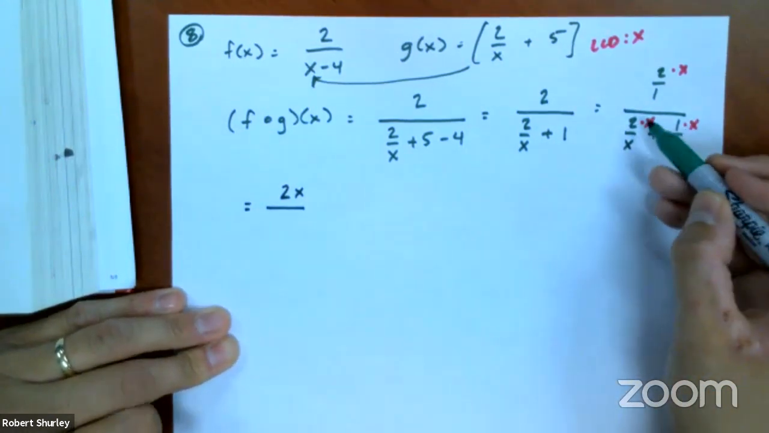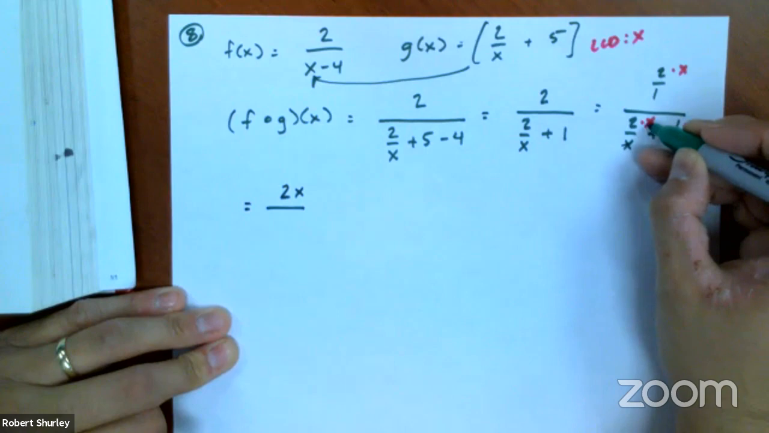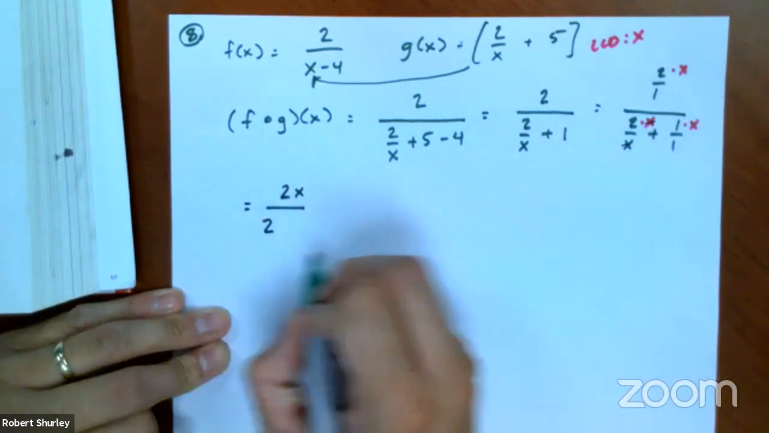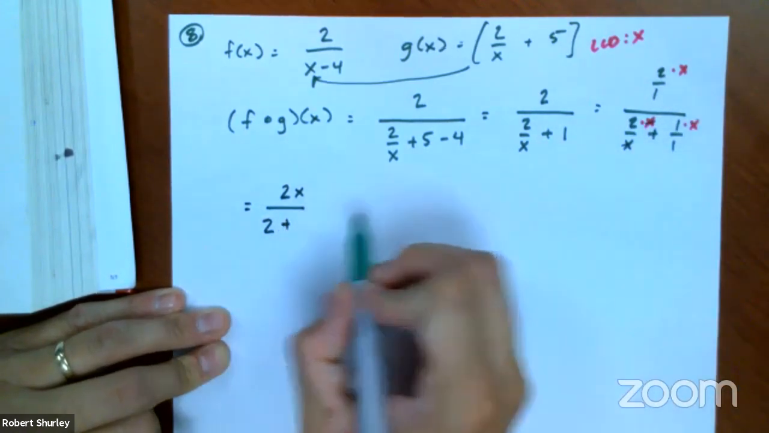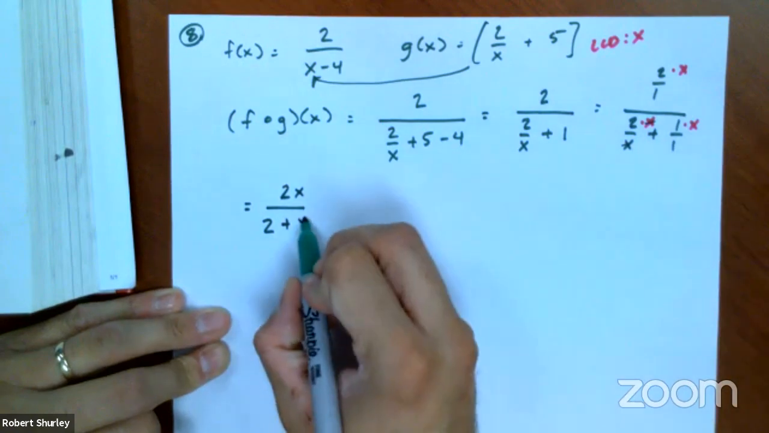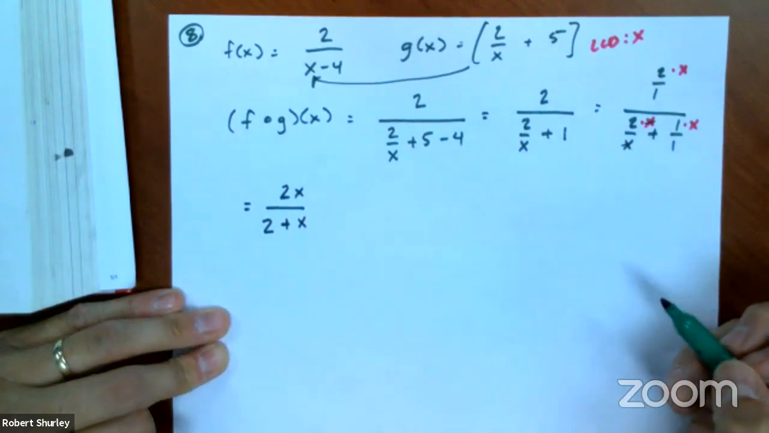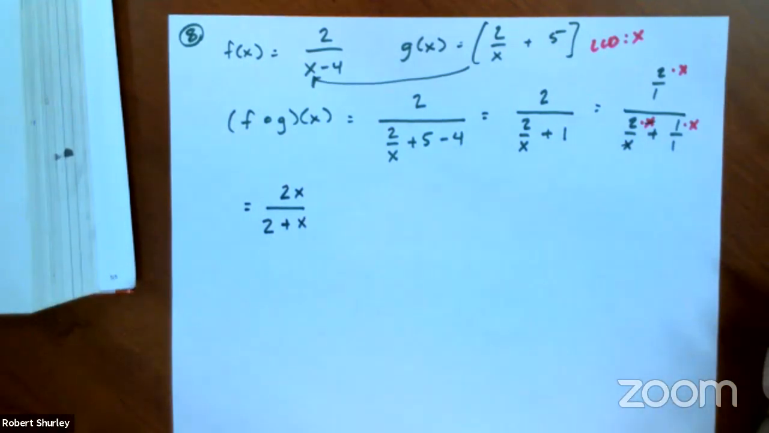Now look, check this out. 2x over x, the x's cancel. So you get 2 plus x. This still is not simplifying into an x. Did I do something wrong, guys? I did do something wrong. I wrote down the wrong numbers.